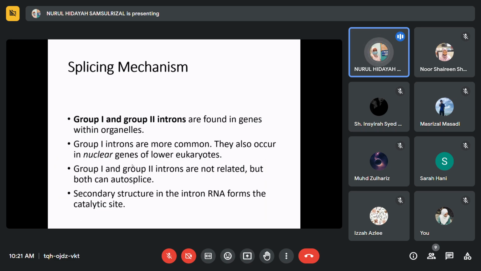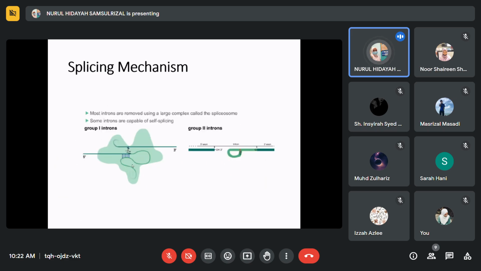Okay, so they also occur in nuclear genes of lower eukaryotes. Kalau lower eukaryote, banyaklah sikit untuk group 1 ni. Selalunya group 2 ni dia lebih kompleks lah. Group 1 and group 2 not related, but they can do the auto splice. And the secondary structure of the intron RNA forms the catalytic sites. So this is the difference between group 1 and group 2.